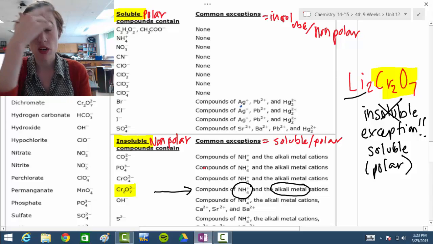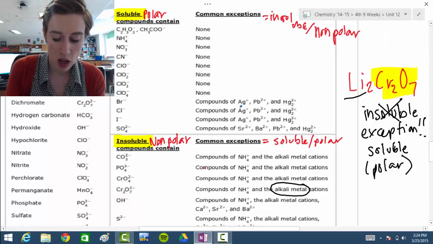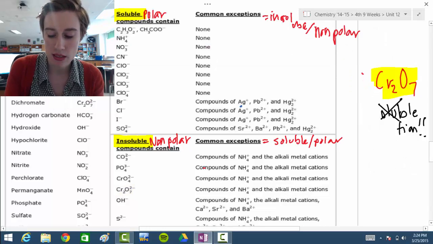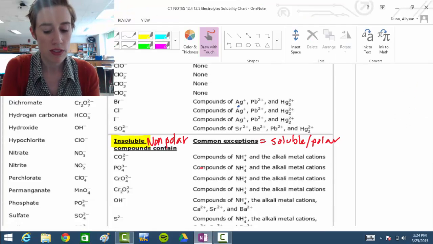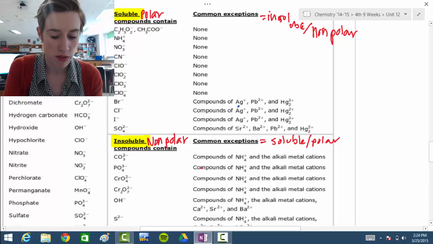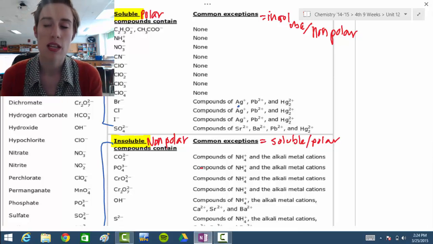Okay, so you always have to watch out for any of those exceptions. So that's how we determine whether something is soluble or insoluble. Basically, all we do is check this list and see if it's in the soluble column, which is at the top, or the insoluble column at the bottom. So find out which column it's in, and then check your exceptions.